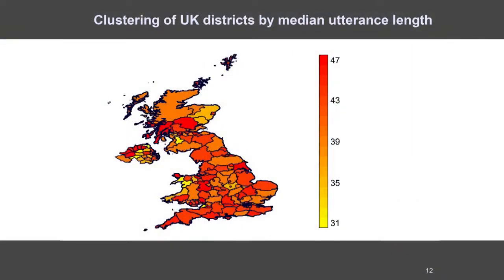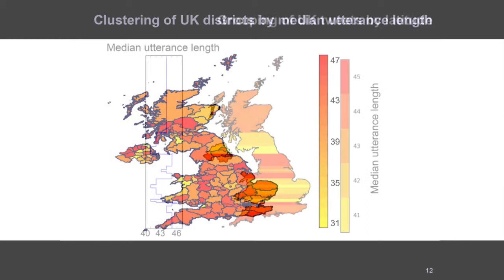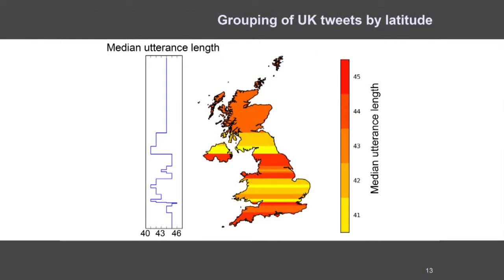So we tried doing some simple clustering based on their utterance distributions, and we found that there's really no such evidence. We also tried grouping tweets by latitude and binning them. And again, there's no evidence supporting that stereotype. Now, there's a similar stereotype for Italy, but for Italy, people say that southerners talk longer than northerners.